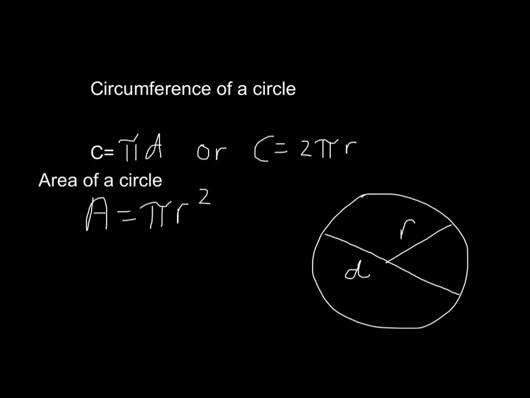So the circumference of a circle is the distance around the outside of the circle, which is found by the formula C equals pi times the diameter, or 2 pi times the radius. That's how to get the distance around the outside of the circle, called the circumference. The area of a circle is pi r squared, which is pi times the radius squared. That will tell you how many square units are inside the circle.